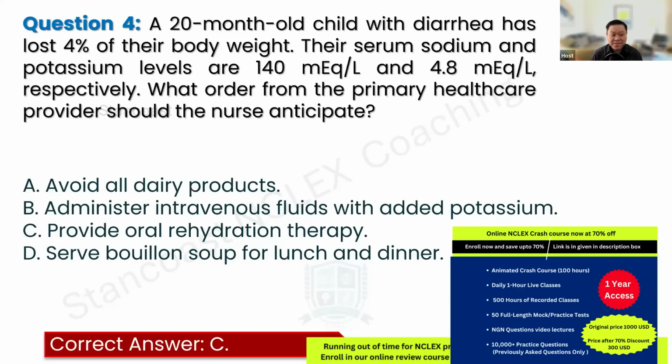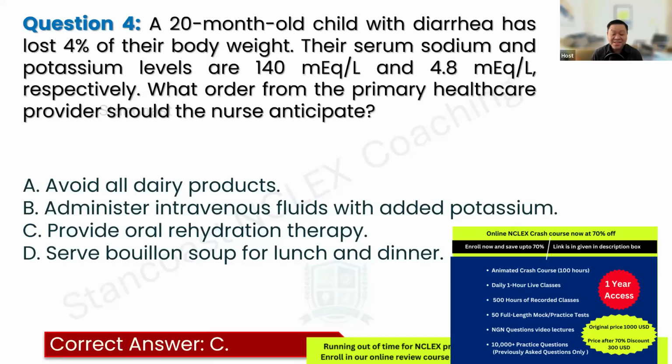So your incorrect answers here are letters A, B, and D. For A, there's no indication to restrict dairy intake based on the child's condition. And for B, potassium is already normal at 4.8 milliequivalents per liter. Thus, additional potassium is unnecessary.